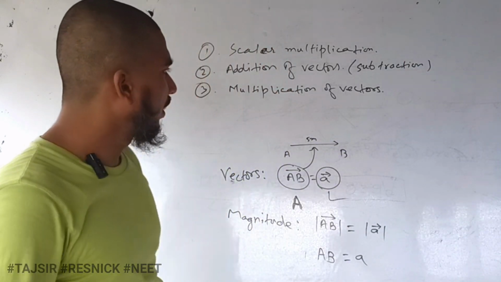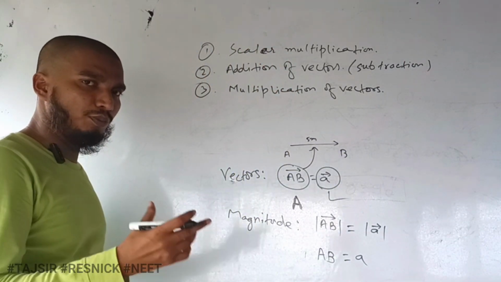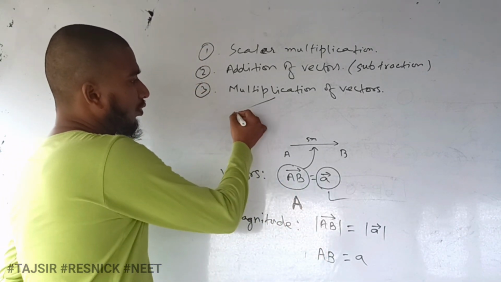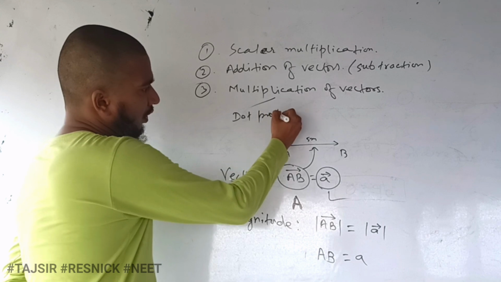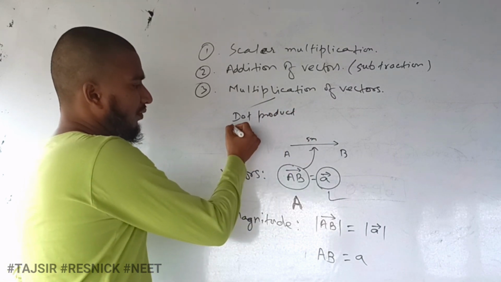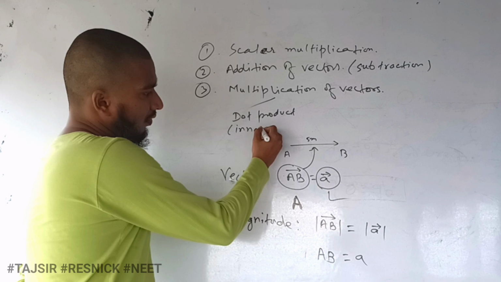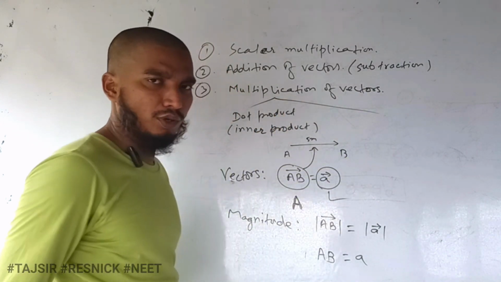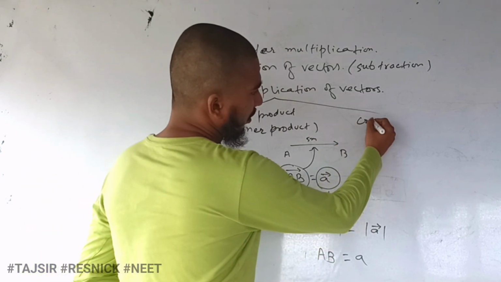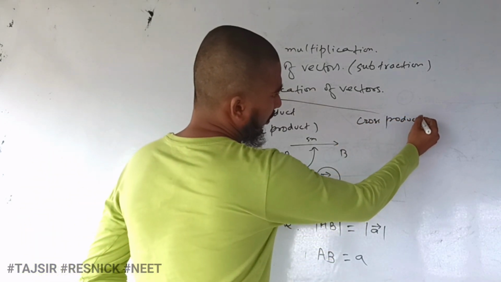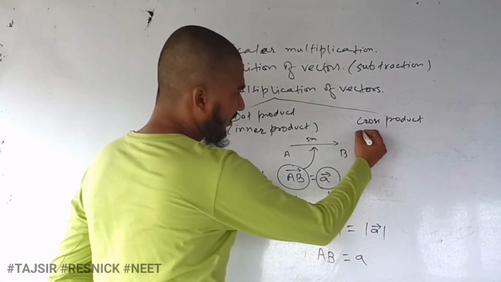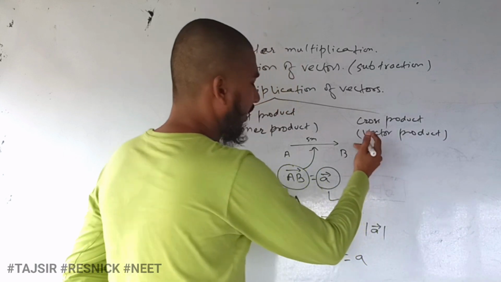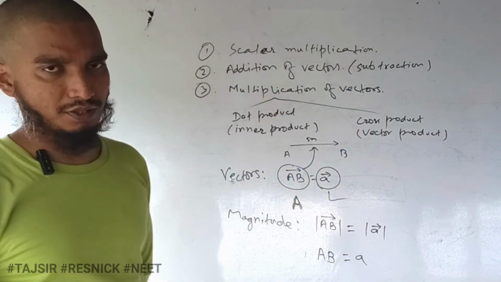And in multiplication, there are two main things involved which we will study in depth. One of them is the dot product, which in mathematical language we also call the inner product. And the second kind of product is the cross product, or we also call it the vector product, and we will see what this means.